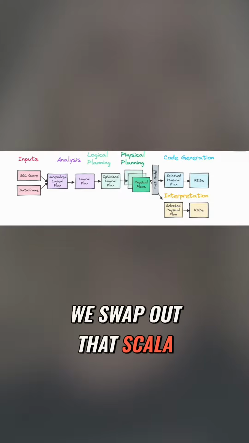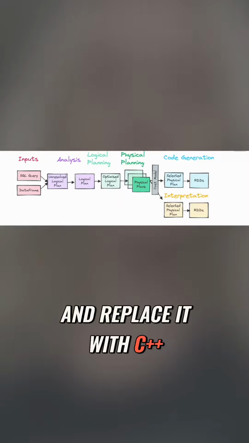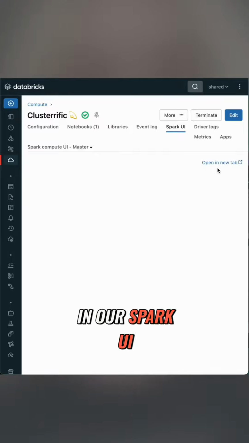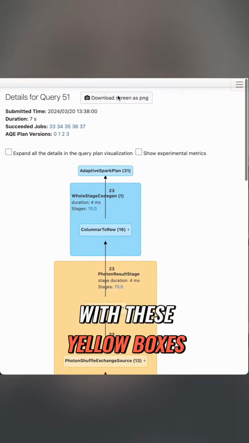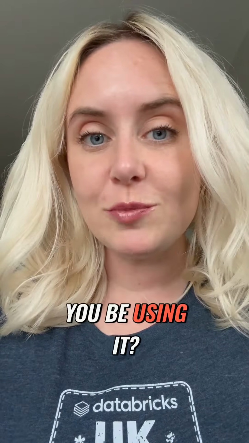So with Photon, we swap out that Scala and replace it with C++. No more JVM. When we look in our Spark UI, we can see this new Photon code kicking in with these yellow boxes. Now this is great and all, but where should you be using it?